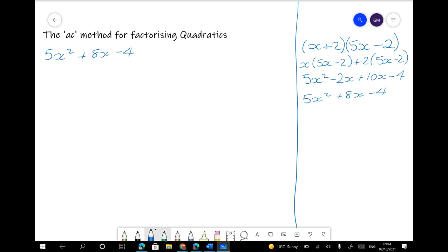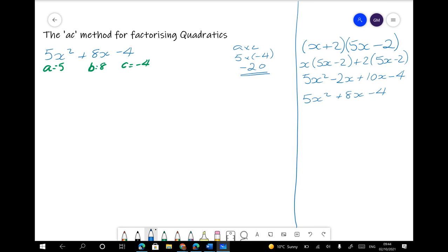We'll call it the AC method because what we're going to do is use the coefficient of x squared, which when you use the quadratic formula, we call A. The coefficient of x is called B, and the number term is called C. So A is 5, B is 8, C is negative 4. And what I'm going to do is A times C. So A times C is 5 times negative 4, which is negative 20.